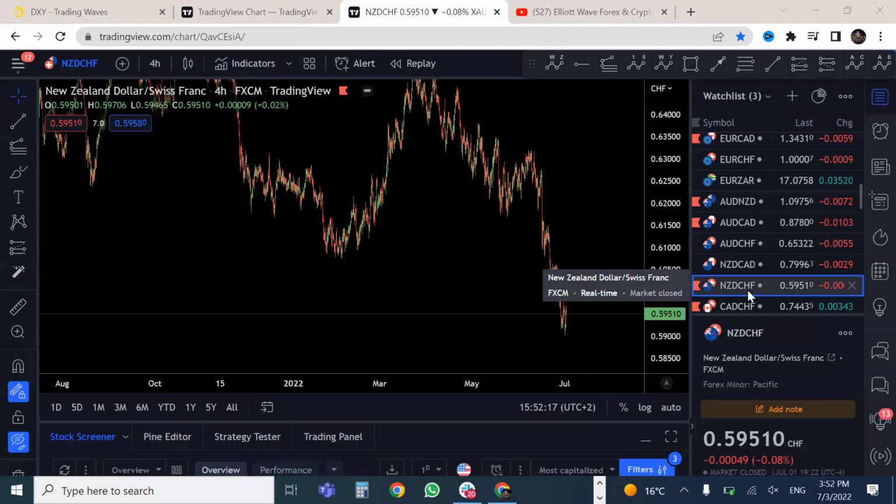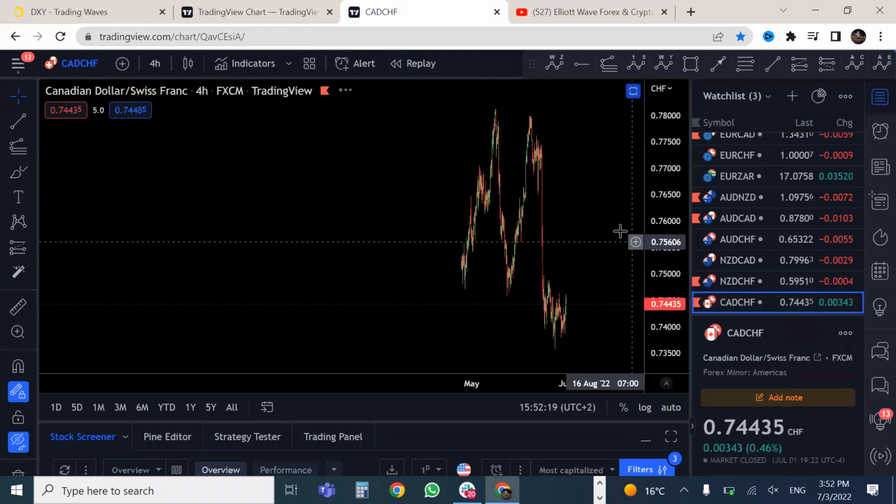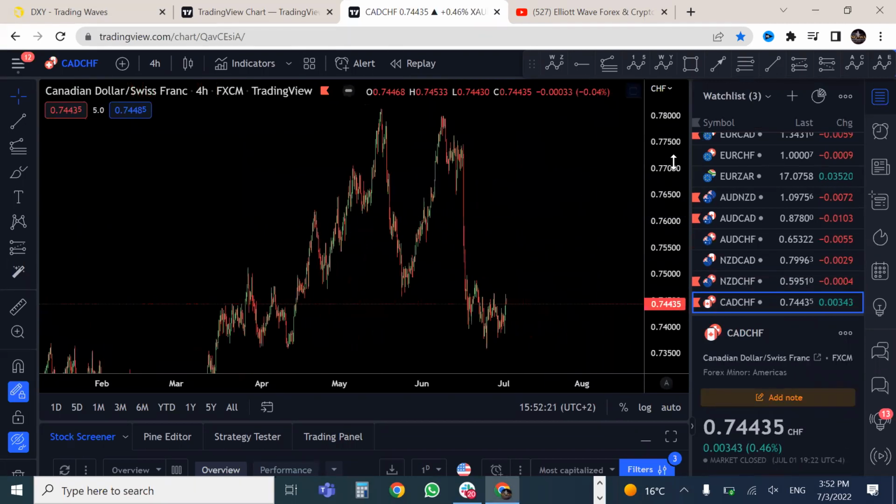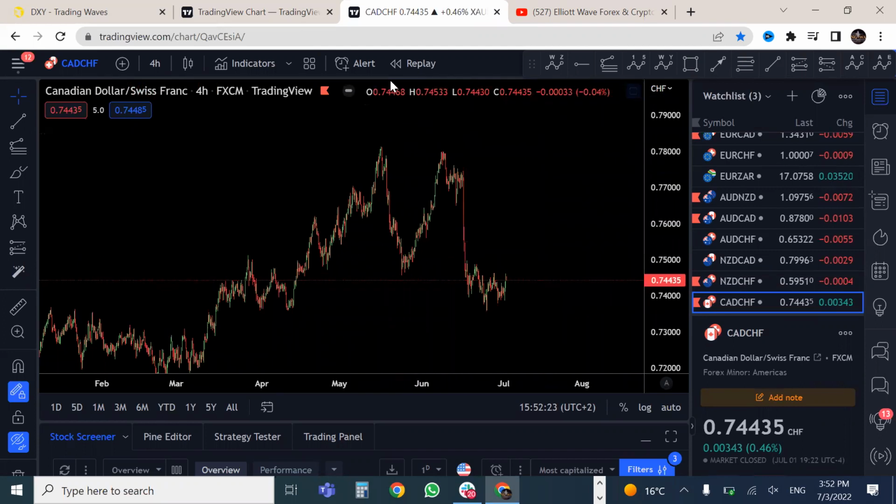New Zealand Chief. We got this one right here at this level, and it just dropped. All right, CAD Chief. Right, CAD Chief, just like Pound Chief, has made with this leg here, 1, 2, 3, and we'll anticipate this to continue to push to the upside. Okay, let's see how that plays out. So that is CAD Chief.